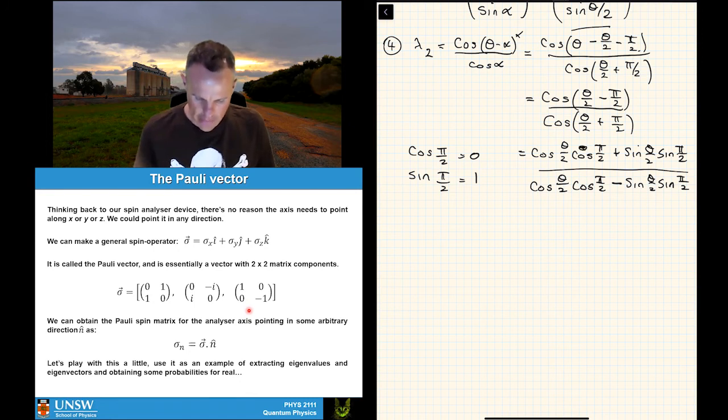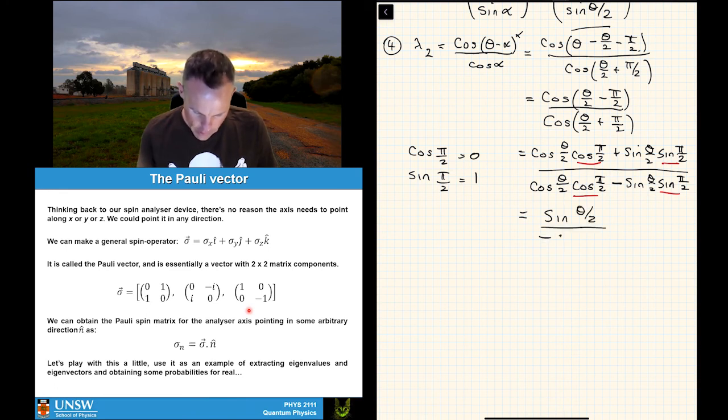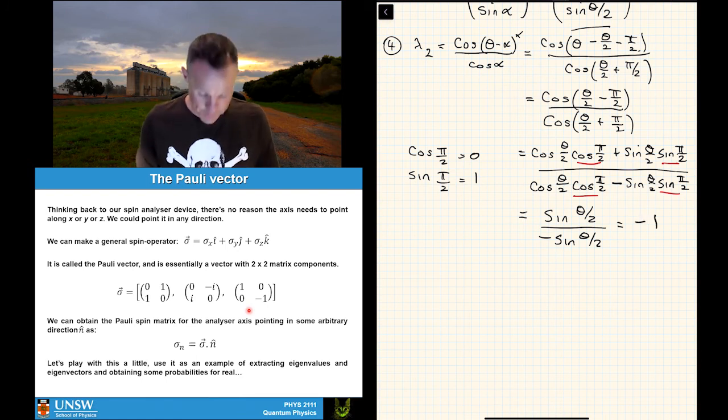Let me use the red pen to point it out. This one here is 0. This one here is 0. This one here is 1, and this one here is 1. So what we will end up with here is sine theta on 2 on minus sine theta on 2. And of course, that's equal to minus 1.